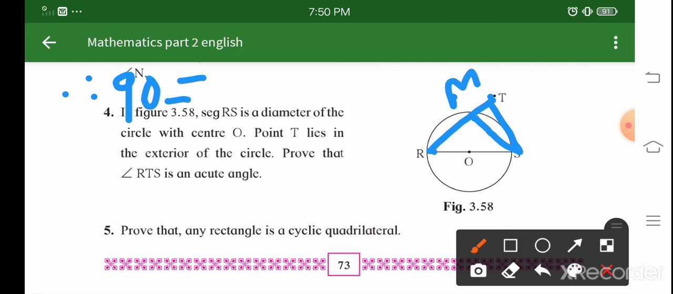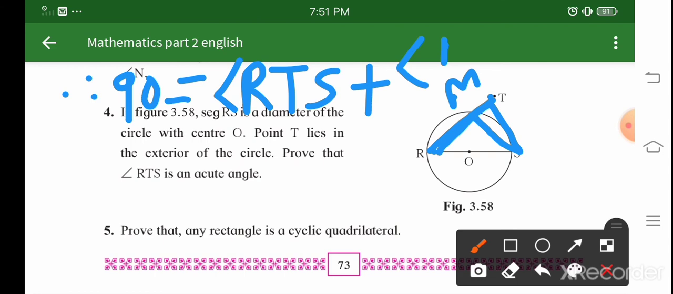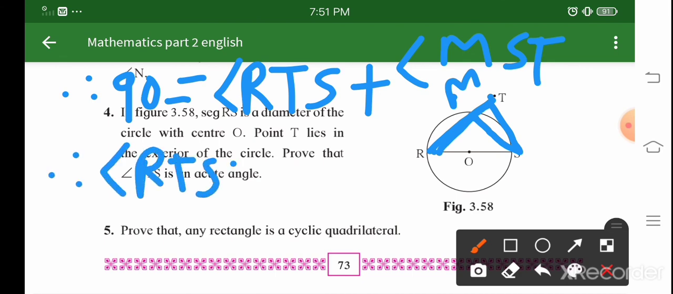I can write R in the place of M. How? Because can you see this line RMT, R, M and T are on the same line, collinear. So instead of MTS, I'm going to write RTS plus angle MST. You can specify the reason: R, M, T are collinear. So angle RTS equals 90 minus MST.